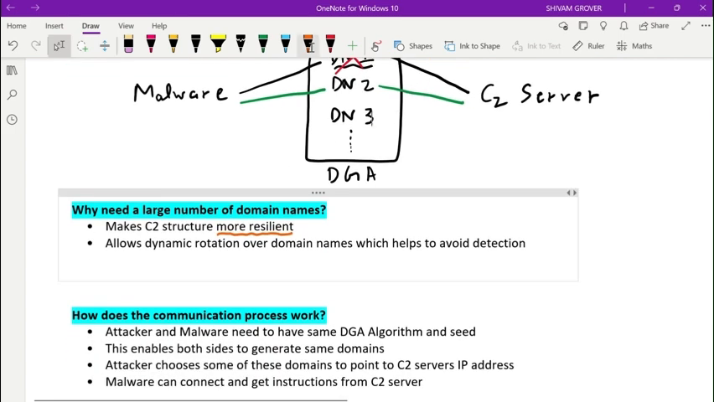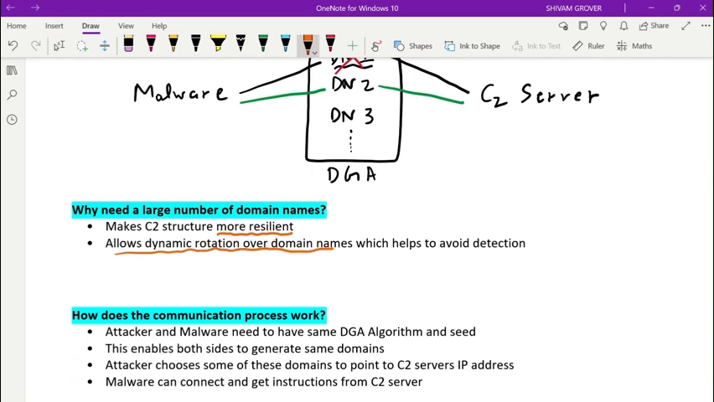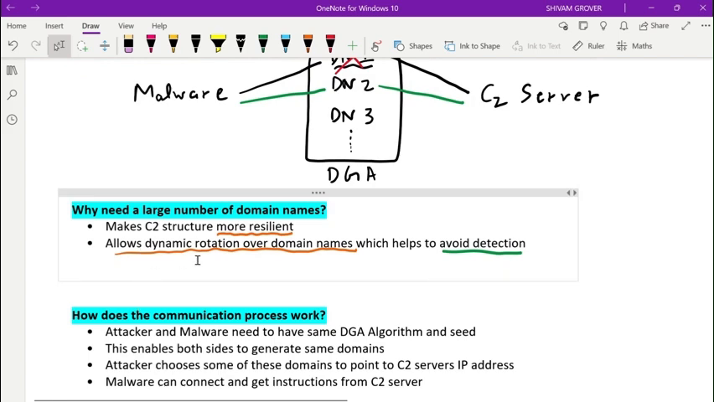Now the other reason is this allows for dynamic rotation over the domain names. Now, why would we need to dynamically rotate over these domain names? Because this is going to help avoid detection. So the idea is we switch over these domain names very frequently, and frequent switching of domain names is going to allow very less time for the security professionals to track down the communication. And because of that, we use a large number of domain names to frequently switch over these so that the security professionals don't get sufficient time to detect the communication.